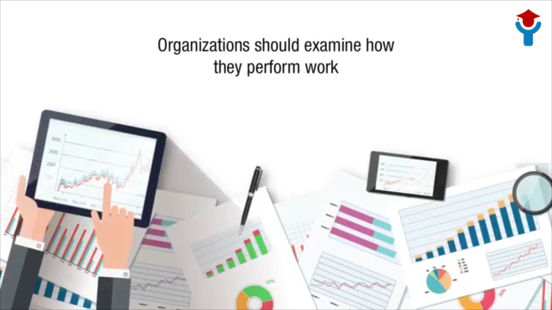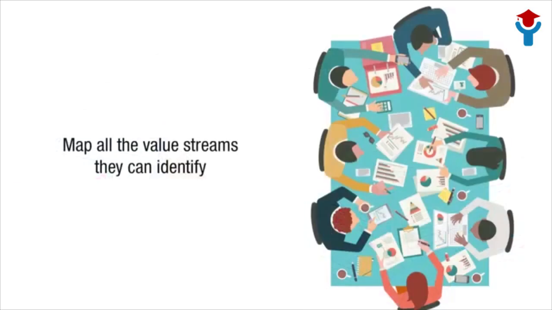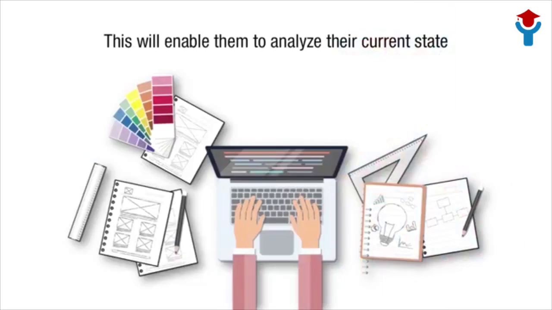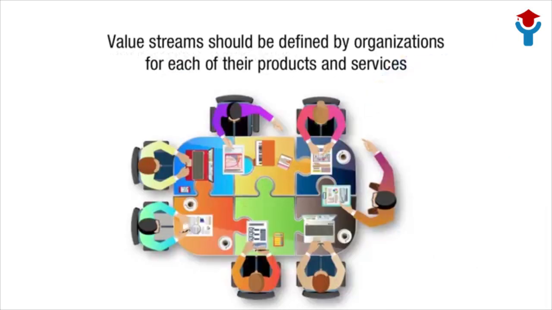Organizations should examine how they perform work and map all the value streams they can identify. This will enable them to analyze their current state and identify any barriers to workflow and non-value-adding activities. Value streams should be defined by organizations for each of their products and services.